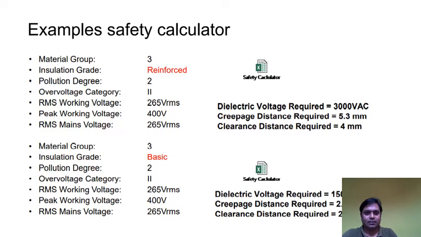Here is one of the examples showing how the safety calculators can be used to calculate the creepage and clearance distance requirements and dielectric voltage requirements for any component which follows certain safety standards, according to inputs like working voltage, pollution degree, insulation grades, overvoltage category, peak working voltage and RMS mains voltage. So this is one example. This is the second example.